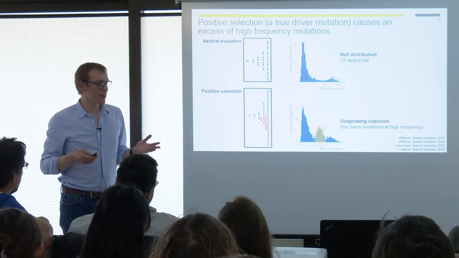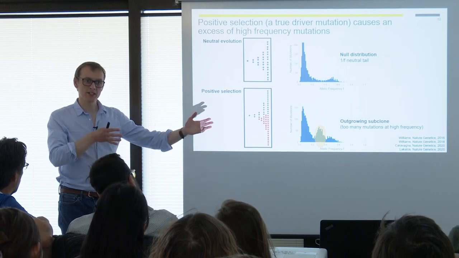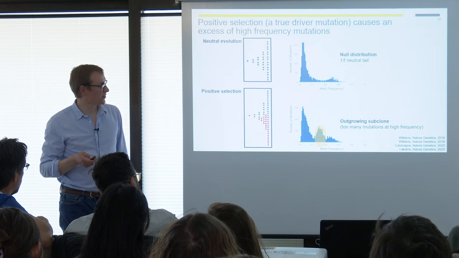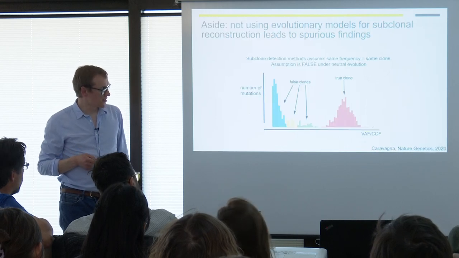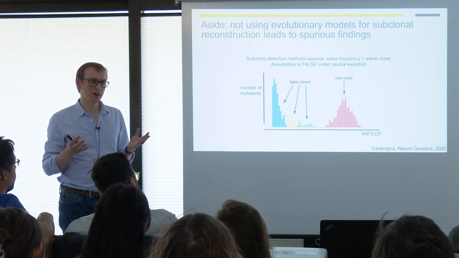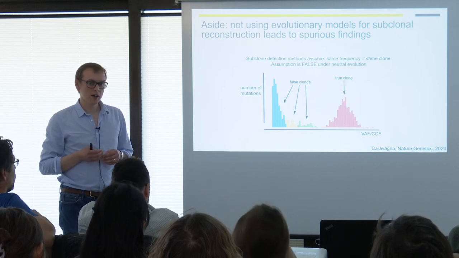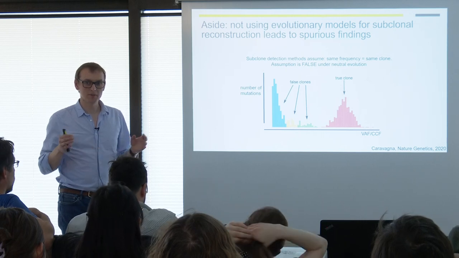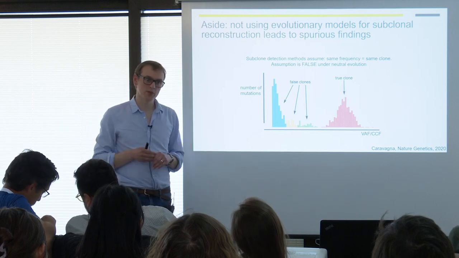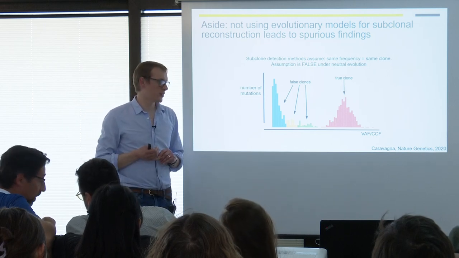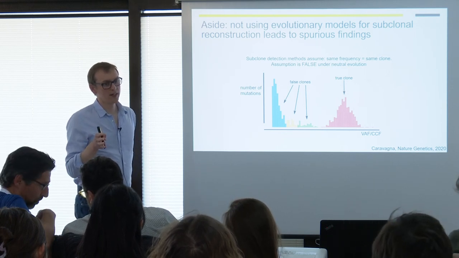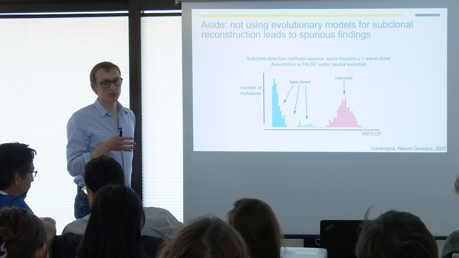All right, so now we have an expectation of how to go and look at the data from this evolutionary point of view to decide if the selection is acting or not. Just as an aside, having these evolutionary models of how cancers grow, I think is really important for interpreting the data for doing maybe more classical statistical genetics. As you know, there are a bunch of tools out there to infer subclones in cancers, and they work on this assumption that mutations that are at the same frequency in bulk sequencing are in the same cells.